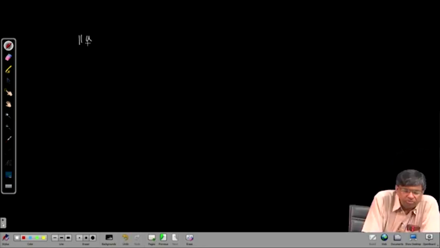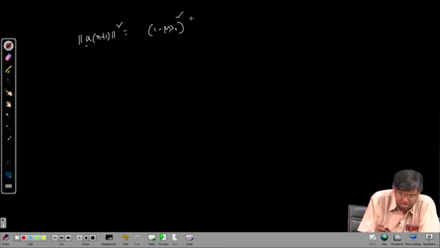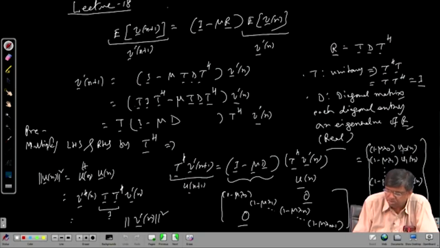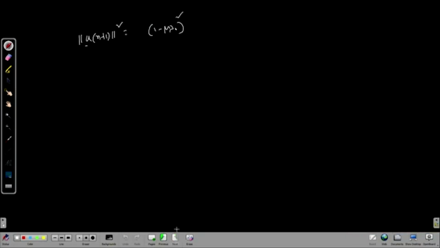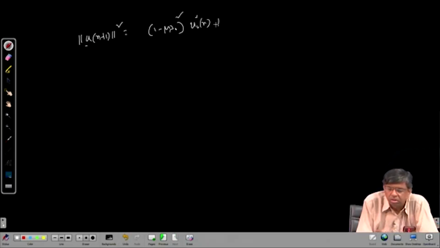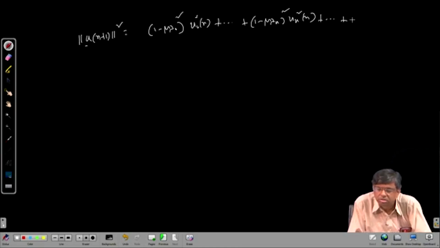So, the norm square will be (1 − μλ0) square u0 square n, and likewise plus dot dot dot, in general (1 − μλk) square uk square n, plus dot dot dot, (1 − μλ) and so on.